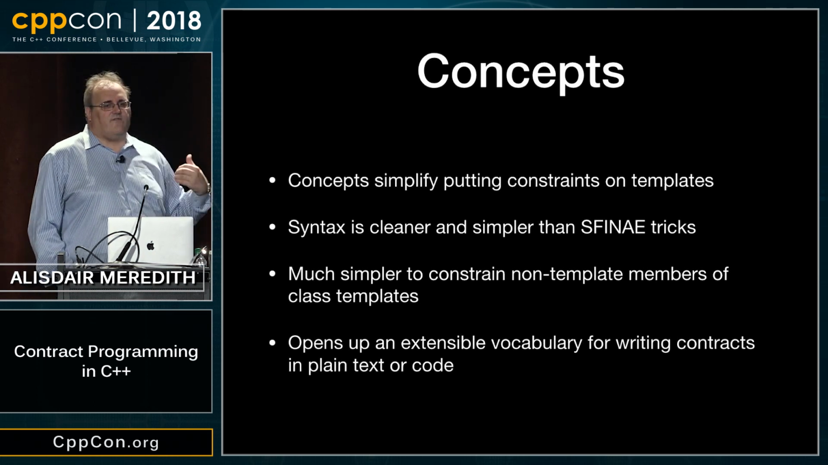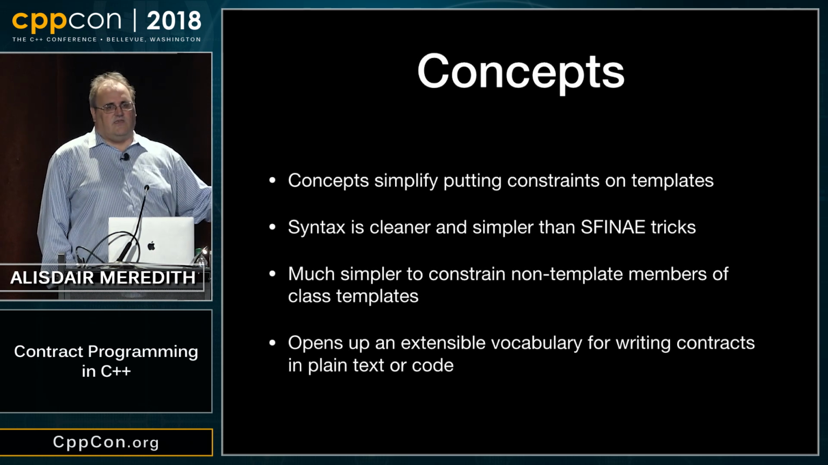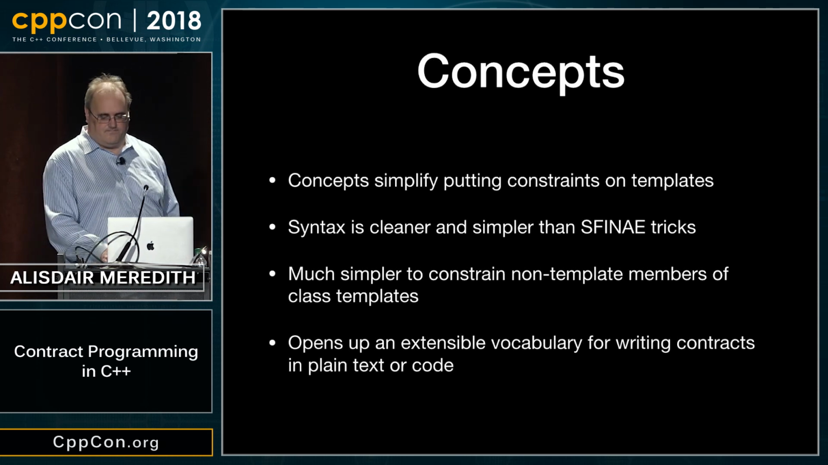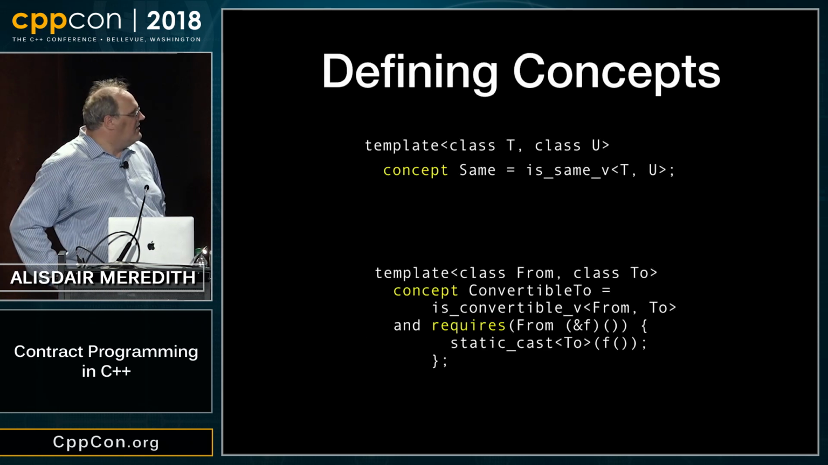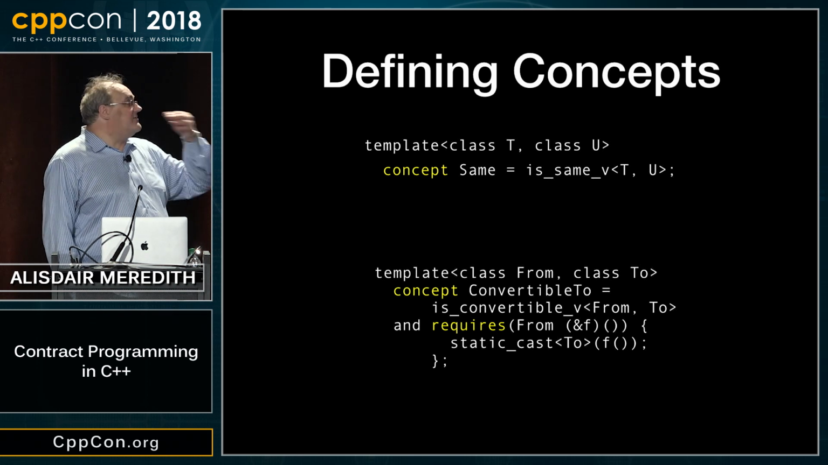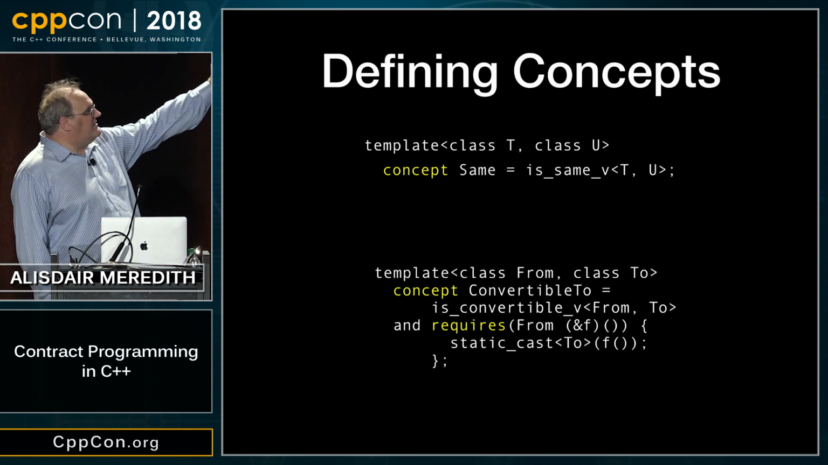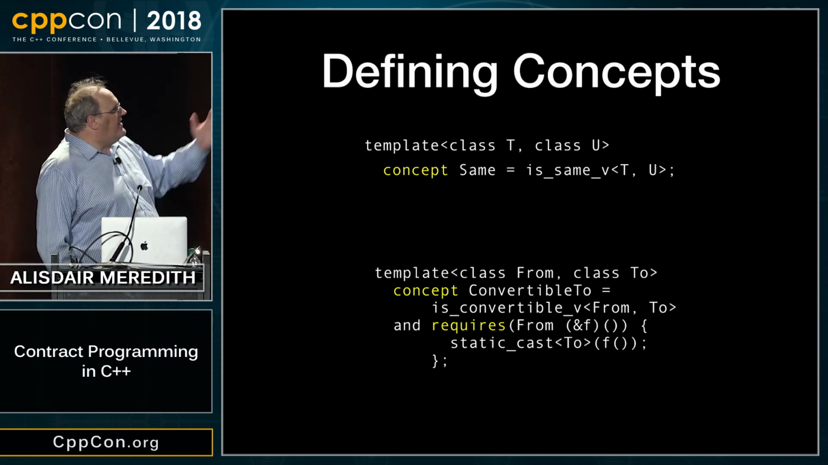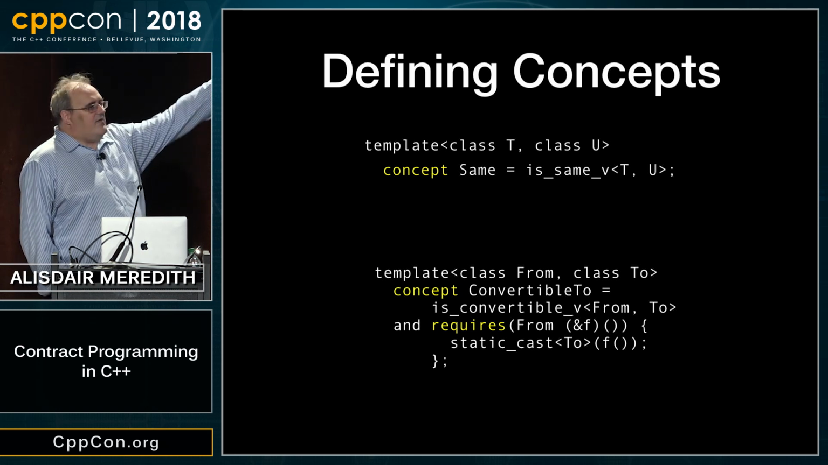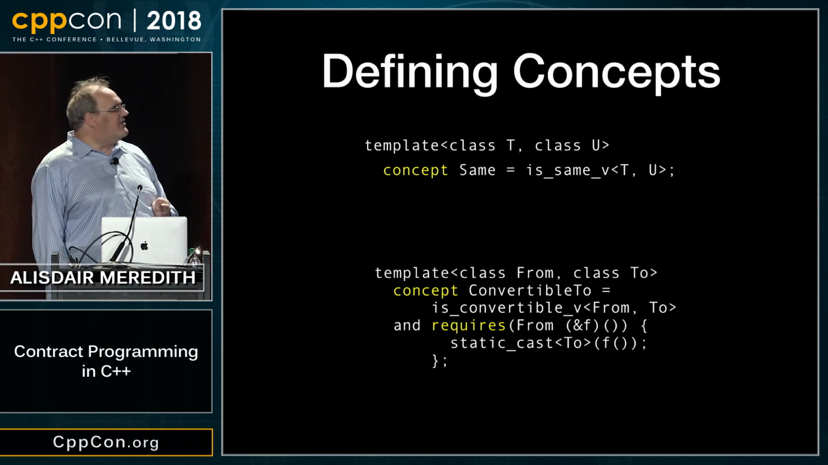And the other key thing is once we have concepts, we have names to repeatedly use the set of constraints. That opening up vocabulary really simplifies how we talk about our code. So just a couple of simple examples I stole straight out of the standard. This is an illustration of what the syntax looks like defining a concept. A concept is basically a predicate. When I was trying to define the is_same predicate, it turns out it's actually simpler to define it in terms of the type trait, but having it as a concept now allows us to drop the same constraints much more easily into the code that follows.